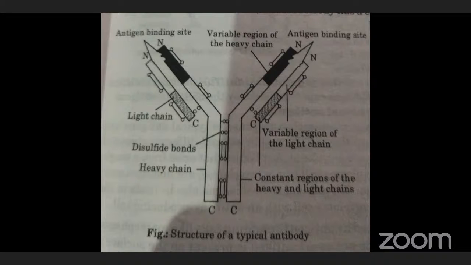The tip of the stalk is called Fc. This is called Fc. It only binds to phagocytes or complements. The stalk, the Fc, only binds phagocytes or complements.